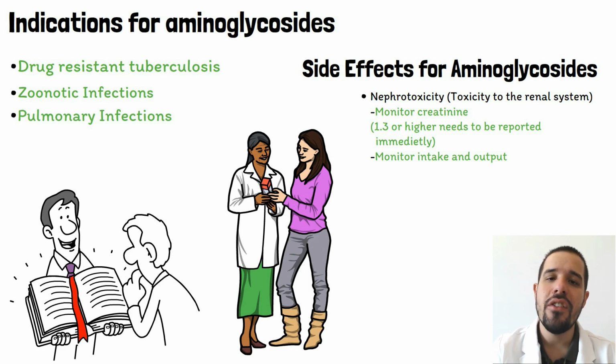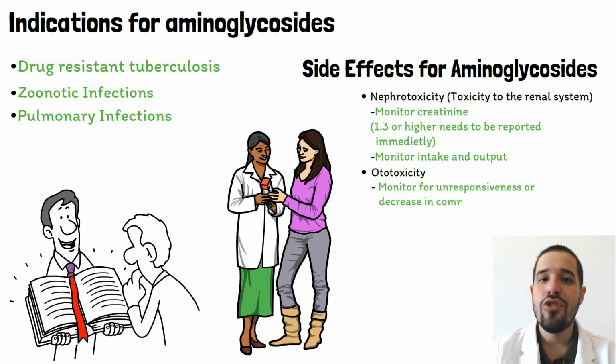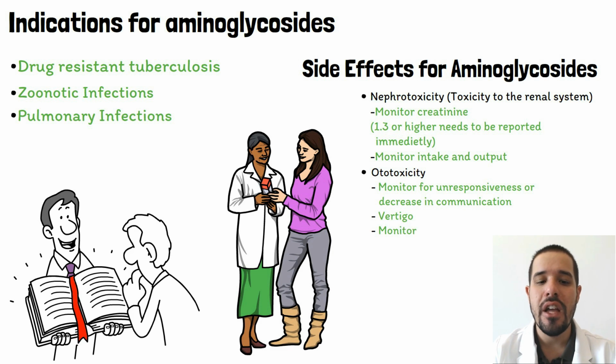The second side effect you need to make sure you monitor for is ototoxicity. That is toxicity to the hearing system. So patients with ototoxicity are usually going to manifest with signs and symptoms such as unresponsiveness and a decrease in communication. Two, signs and symptoms relating to vertigo. As we know, the hearing system and our ears play a great role in the equilibrium of our balance and gait. So, signs and symptoms of ototoxicity can include vertigo and issues with the balance and gait.